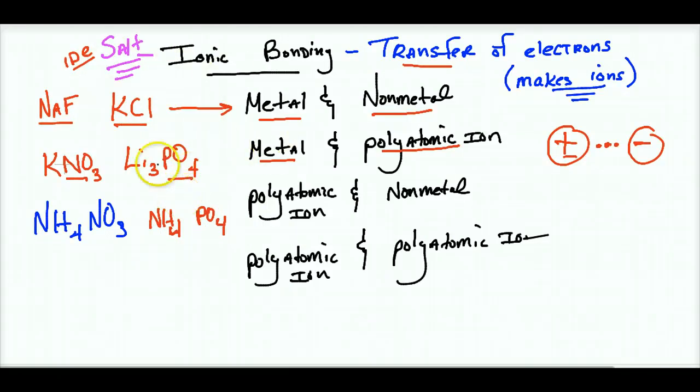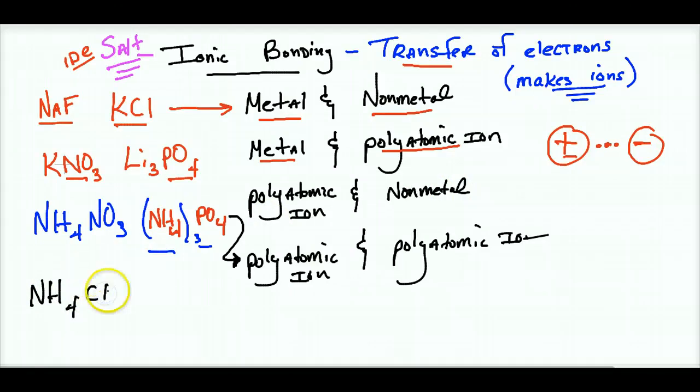Now, you're going to need 3 of these positive ones to balance off. This is ammonium phosphate. Okay, that's simple. Now it looks like I read the wrong line here. This is the polyatomic ion, and the polyatomic ion and nonmetal would be something like ammonium chloride. Notice I end in -ide, chloride, because there's only one chlorine like I had here. Okay, even though it's more than one, we had chloride there. So these are all of your scenarios for ionic compounds.